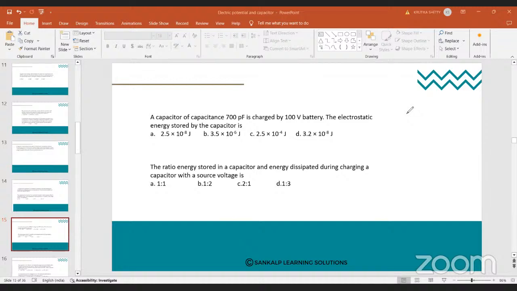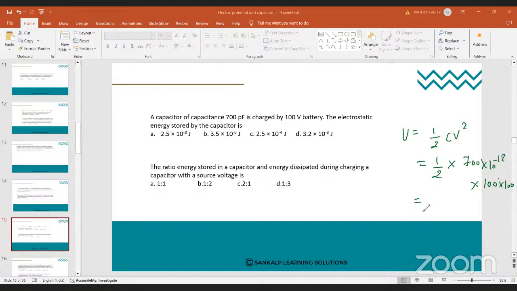So see how we are going to do it. It is a direct question. The energy stored in the capacitor is half CV square. So it is 1 by 2 into C, where C is 700 pico, so 10 raised to minus 12, into voltage, which is given as 100, squared. So this is 100 into 100 we can take. So you can simplify this, students.